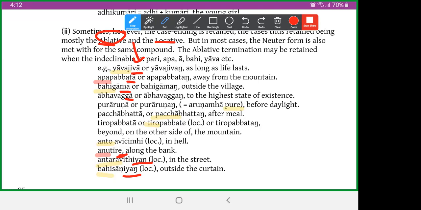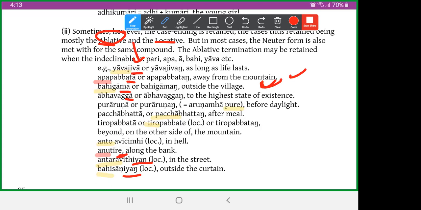All right. So most of it just now is talking about place. So this is a place here. So it's an adverb of place. So apa papata, adverb of place, away from the mountain. Bahi gama, outside the village.